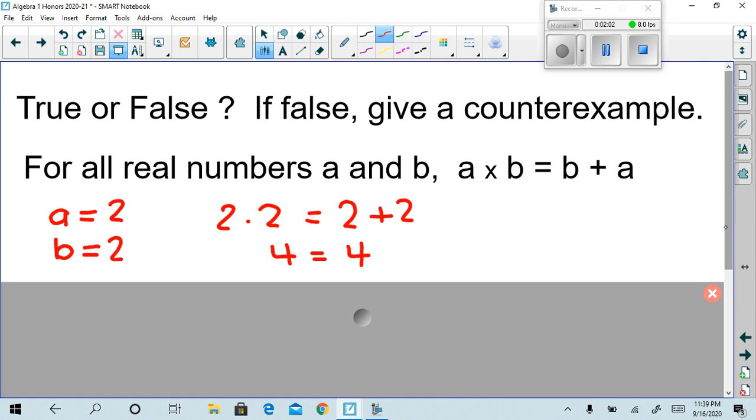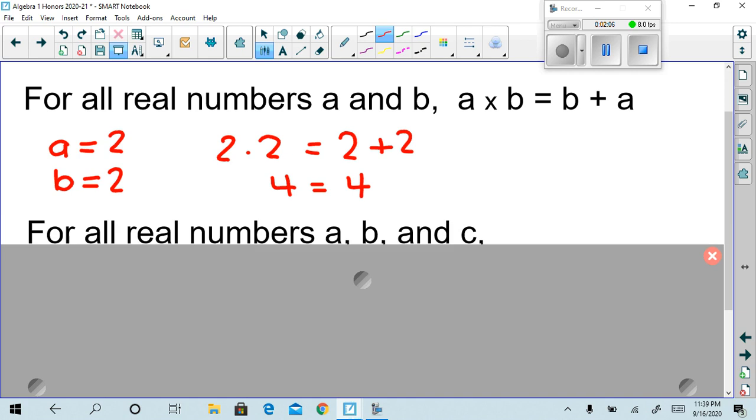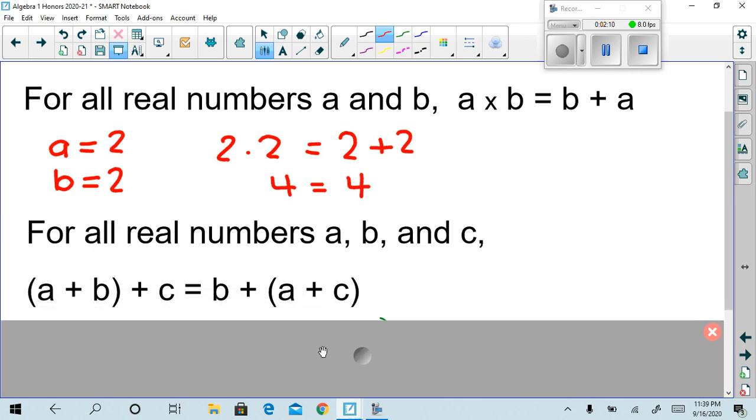Let's see what we came up with. If you've got that one, let's look at the next. For all real numbers A, B, and C, is A plus B plus C equal to B plus A plus C? Test out some numbers. You might think it to be true; test out a few more, and see if you find one that counters it. If not, then the statement is false.